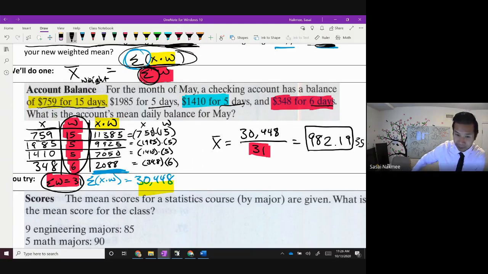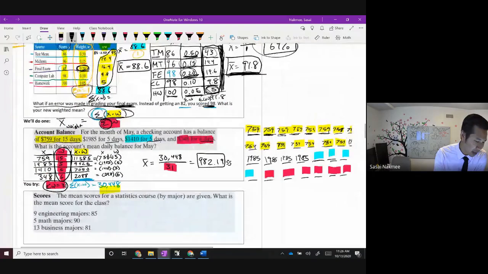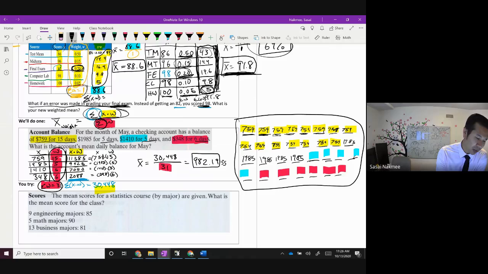And that's it. And here's the thing I want you to notice is if you were to do this the long way, right? If you were to write down, oh, he had or she had $759 for 15 days, and then $1,985 for 5 days, $1,410 for 5 days, and $348 for 6 days. If you actually did it this way, and you added up all these scores, you would actually get this number. That's it. That's all I'm trying to show you is that it's the same, right? When you're doing something weighted and when you're doing something the long way.